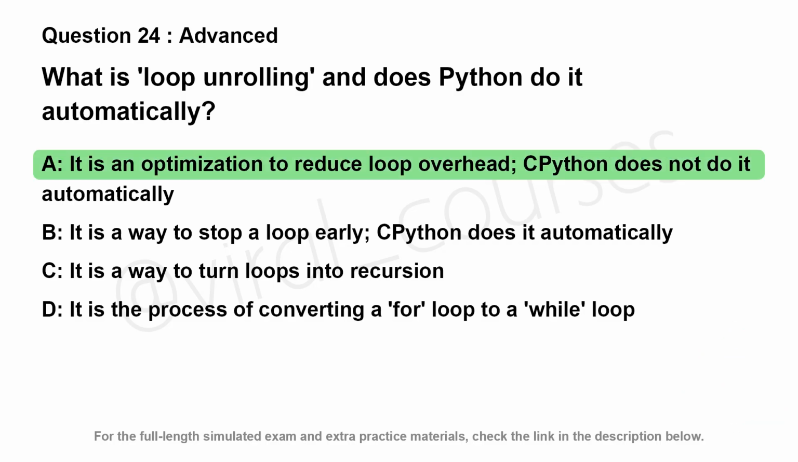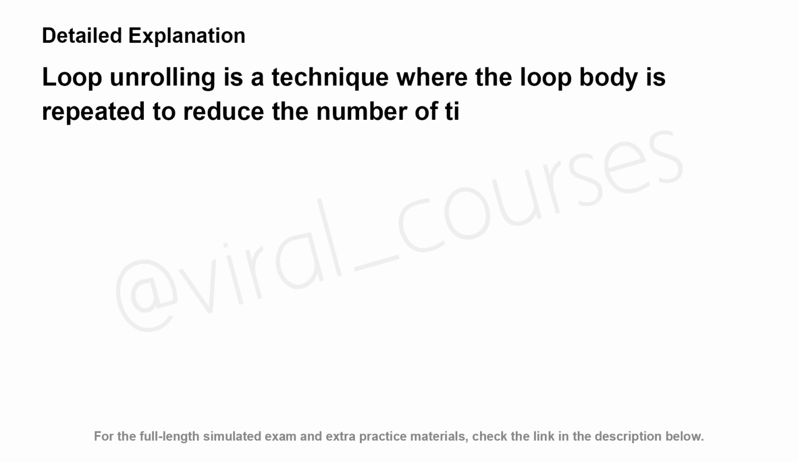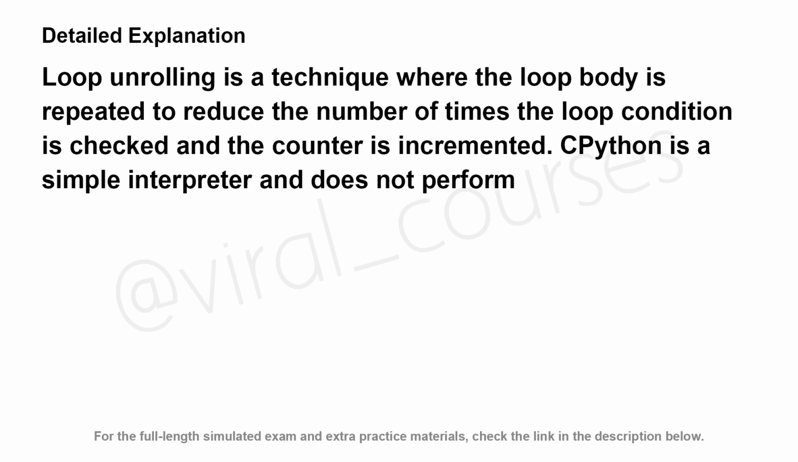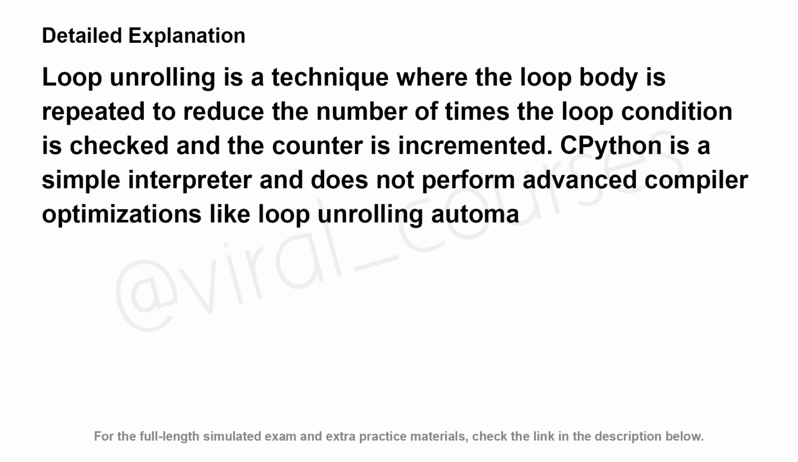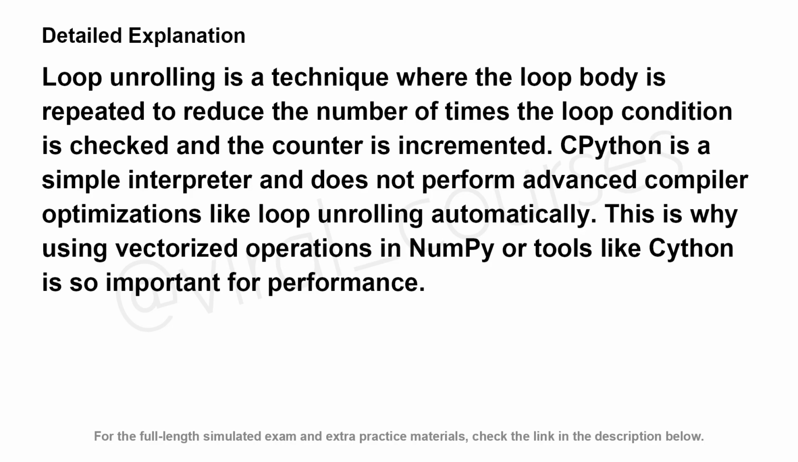The correct answer is A. Loop unrolling is a technique where the loop body is repeated to reduce the number of times the loop condition is checked and the counter is incremented. CPython is a simple interpreter and does not perform advanced compiler optimizations like loop unrolling automatically. This is why using vectorized operations in NumPy or tools like Cython is so important for performance.